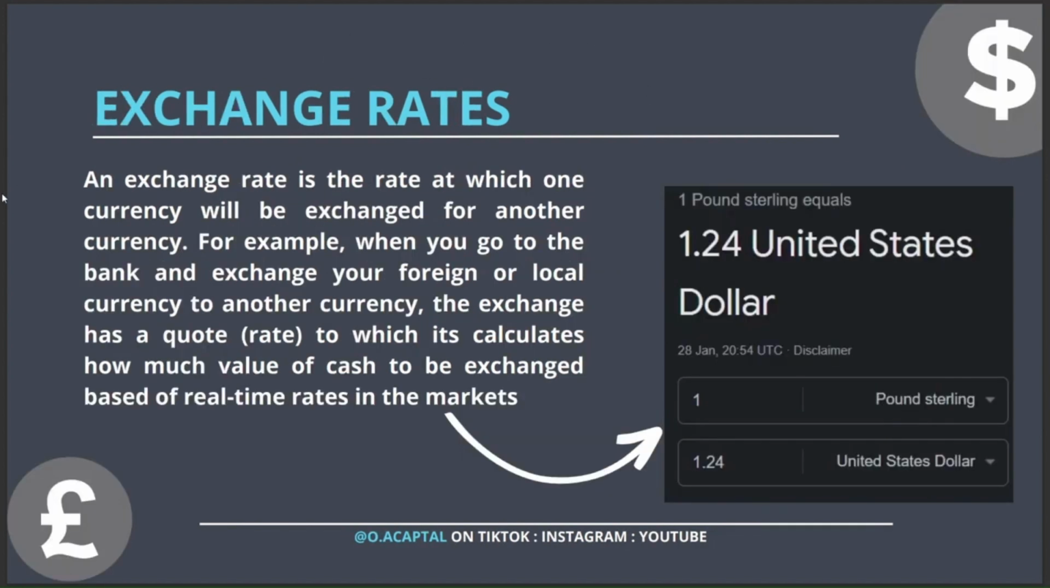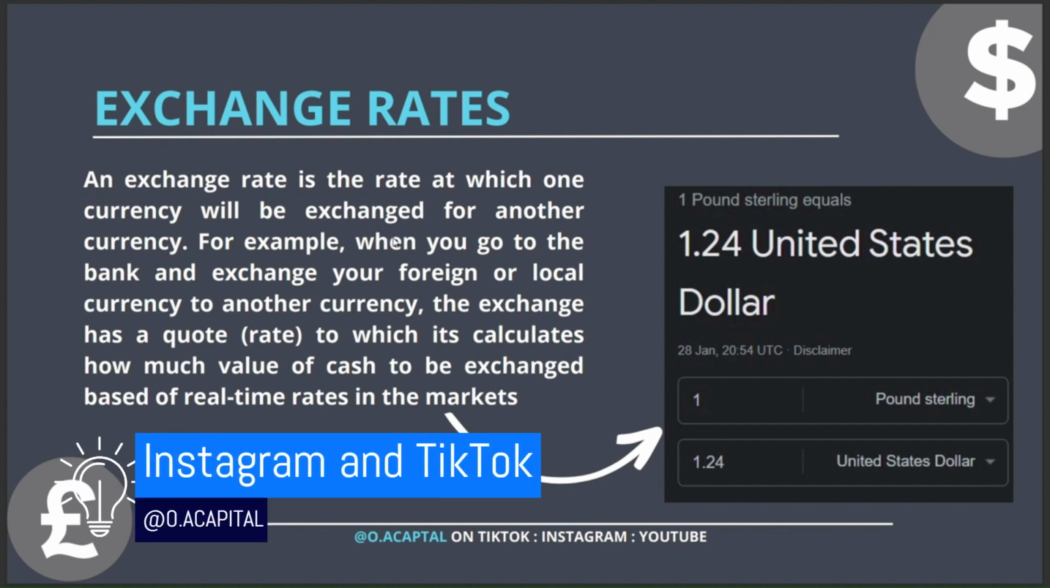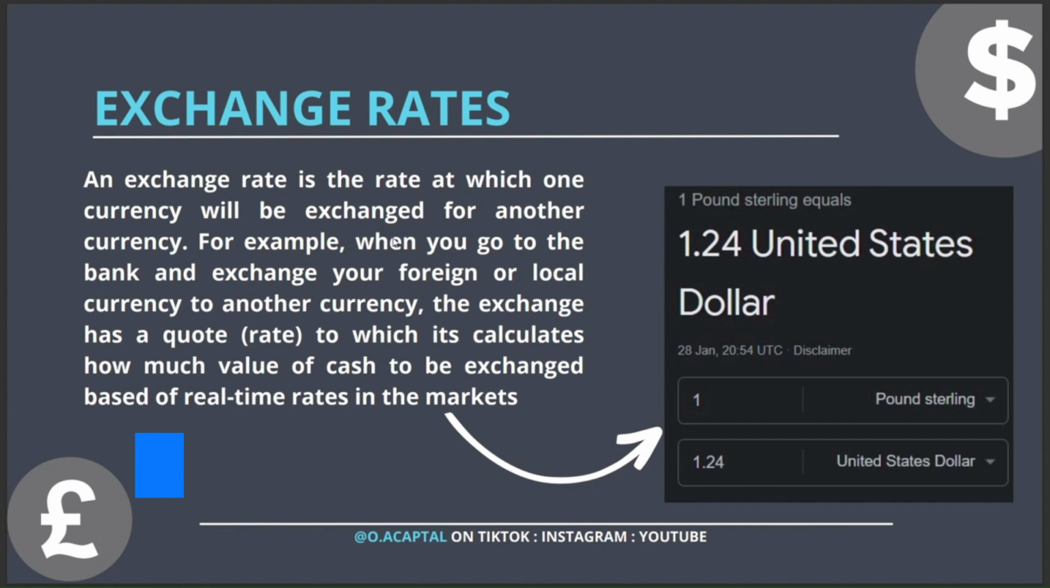Now, exchange rate. Because we're exchanging two currencies, there needs to be the rate that these exchanges are happening at. So a quick example here we can see on the side. £1 sterling equals $1.24. So this is the rate: if I have a pound and I'm exchanging it into the US dollar, this is the cash value that I will receive for exchanging £1 to US dollar.